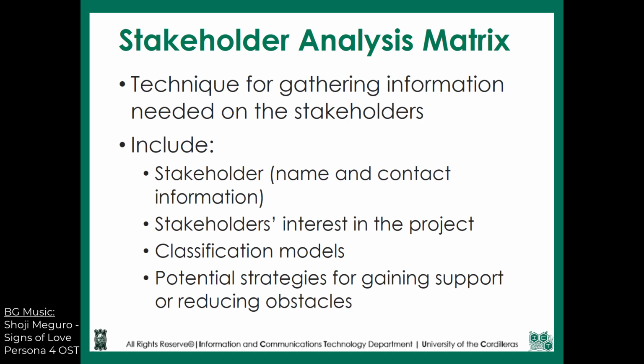Next we have a classification model. We have different types of classification models that would help dole out potential strategies for gaining support or reducing obstacles. This would determine their influence as well as how much they can affect the project. And then the last one is potential strategies for gaining support or reducing obstacles. These are the calls to action that we tend to do whenever we have a certain type of stakeholder.